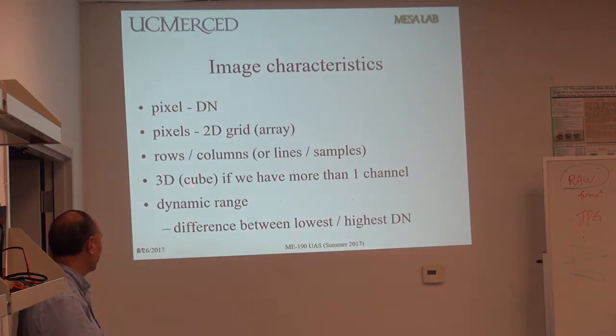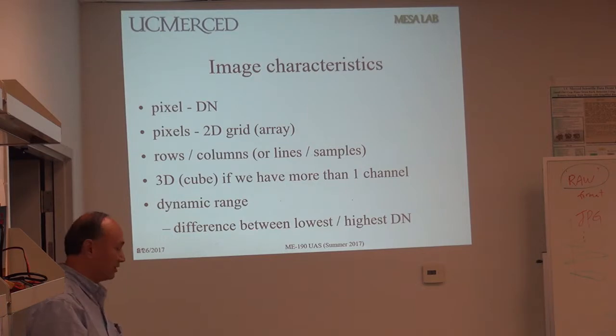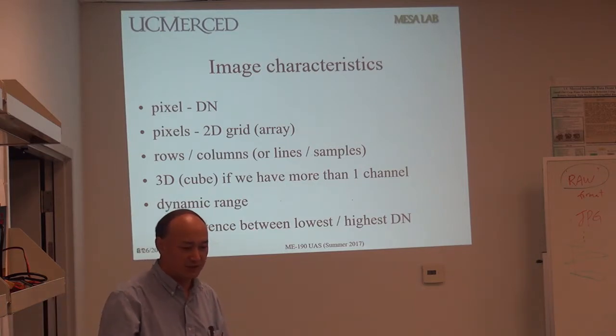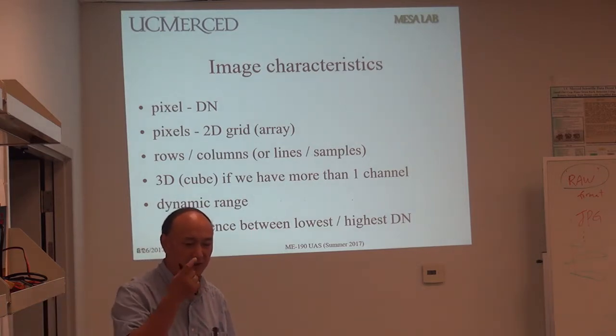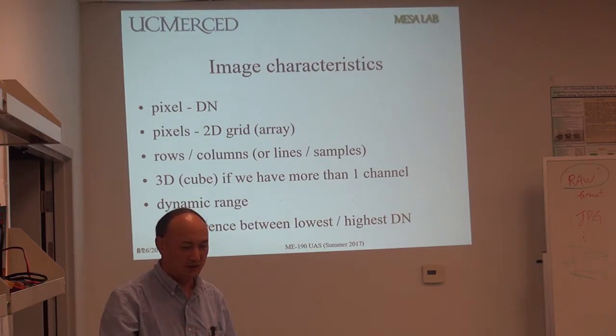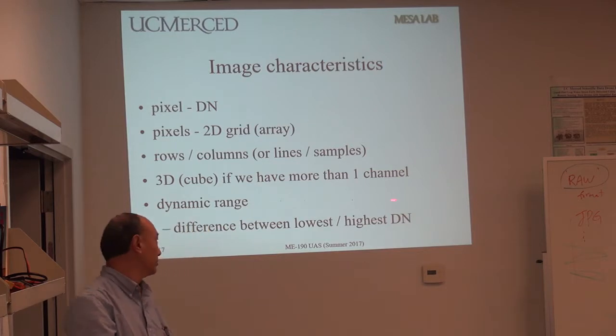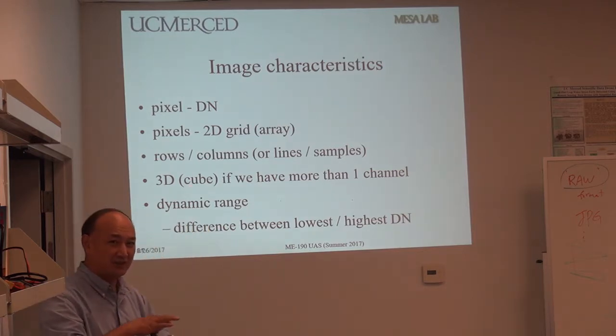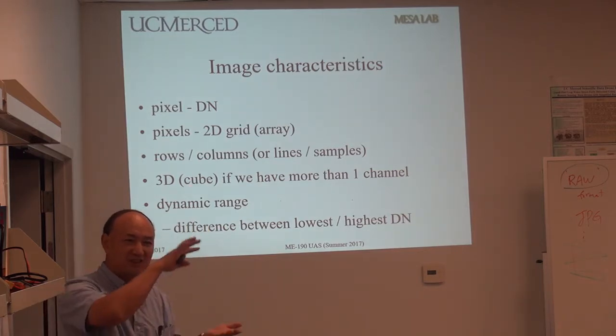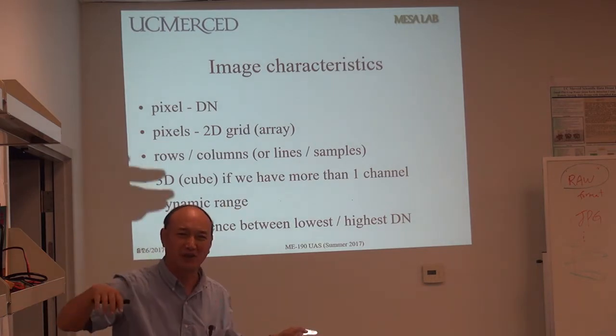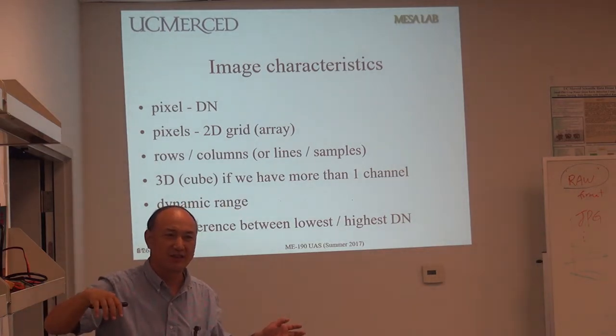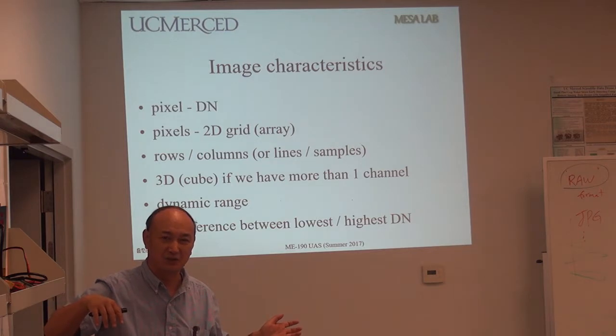So these are the concepts about rows, columns, lines, samples, 3D if we have more than one channel, and dynamic range. If you have multiple channels, like red, green, blue, RGB, then the data is no longer just an image. It's a few images stacked together. We call it a data cube.